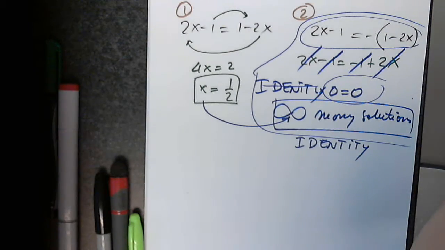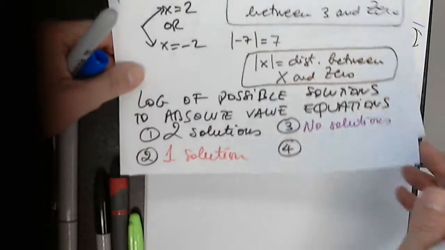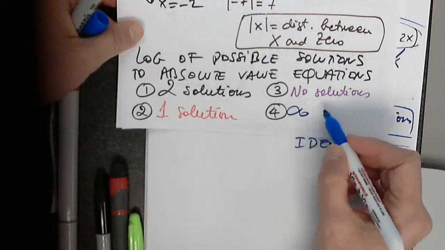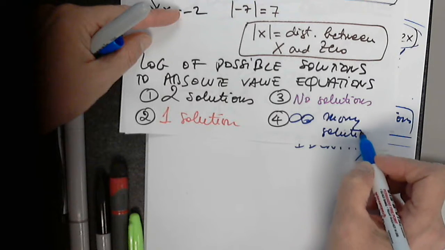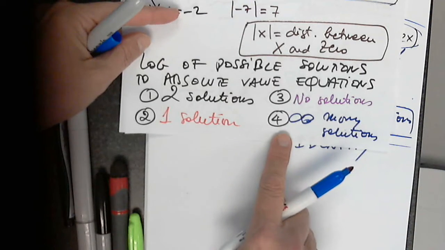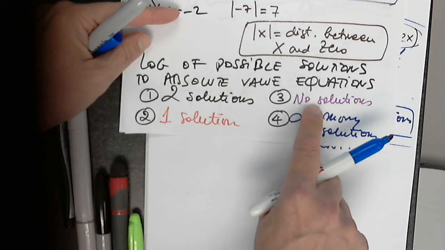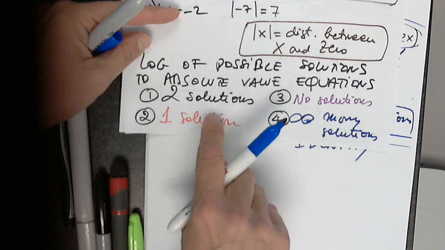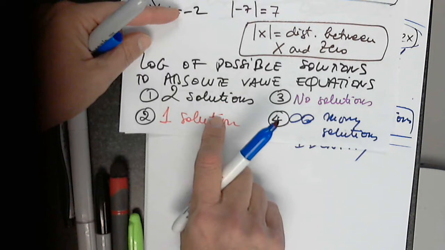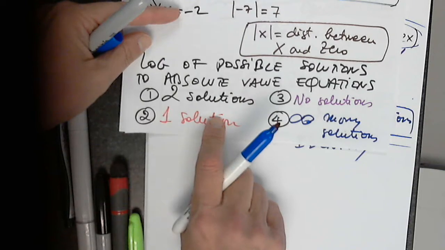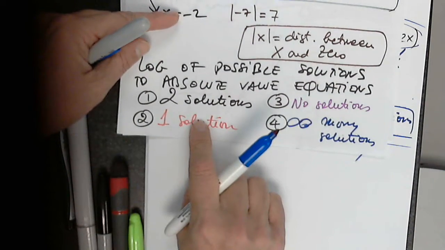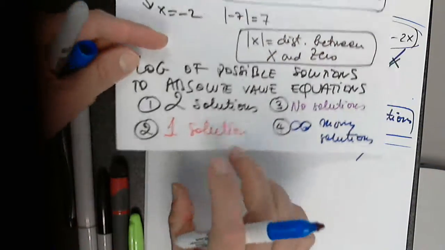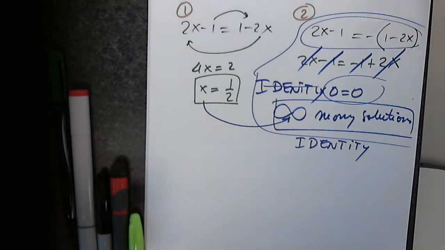And I can finally go back to my log, and I can finally add the fourth possibility. And here's the fourth possibility, infinitely many solutions. Again, this is an identity. This is a contradiction. And these are called conditional because they are false for everything else except what I found to work. So these are called conditional. Any questions for me?